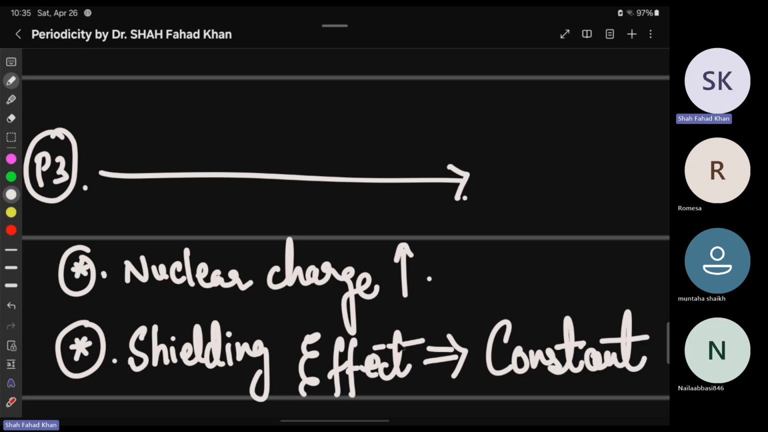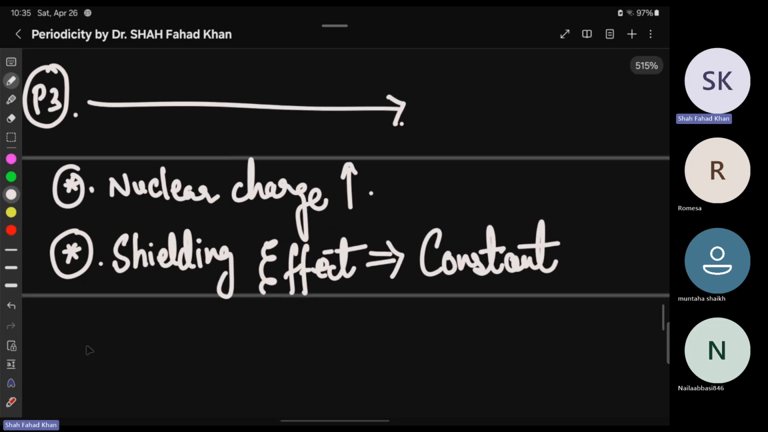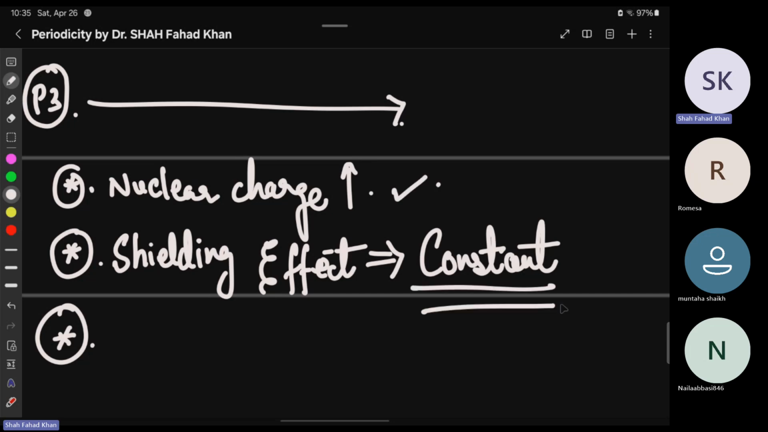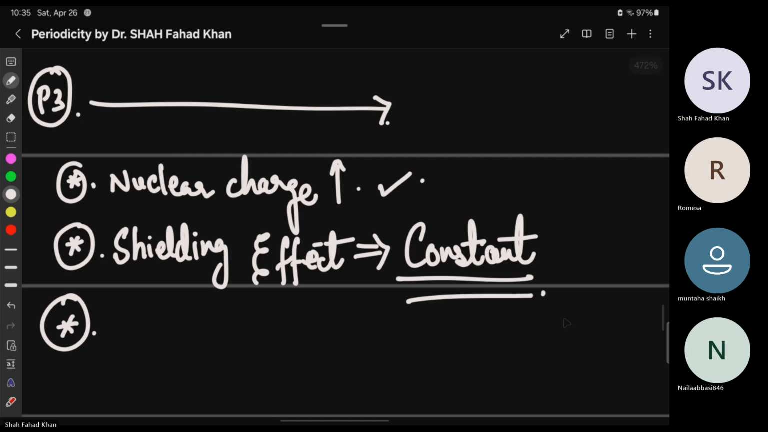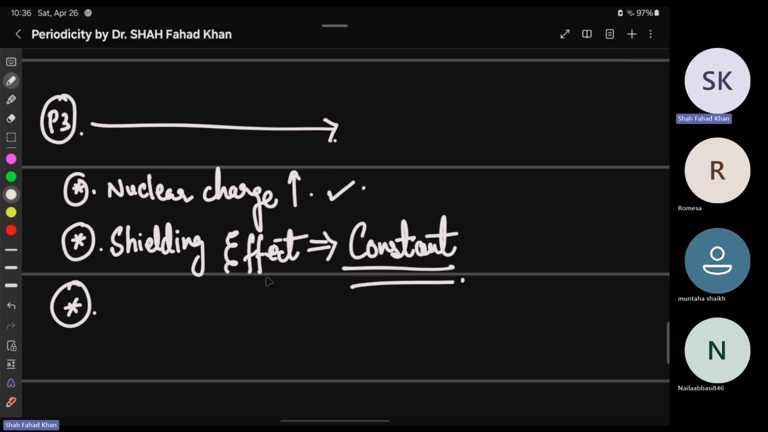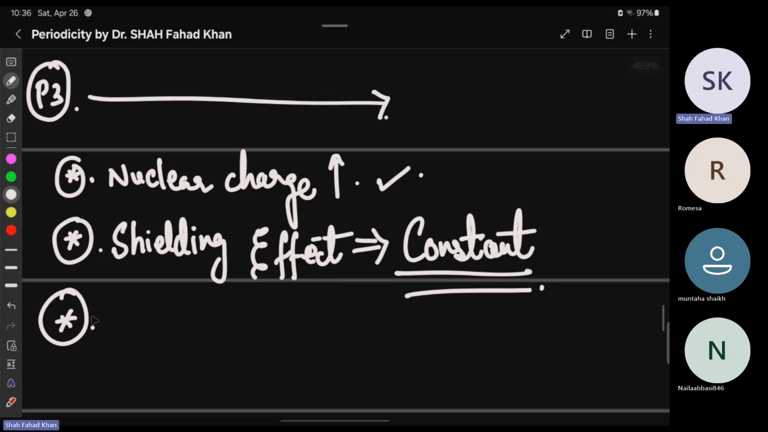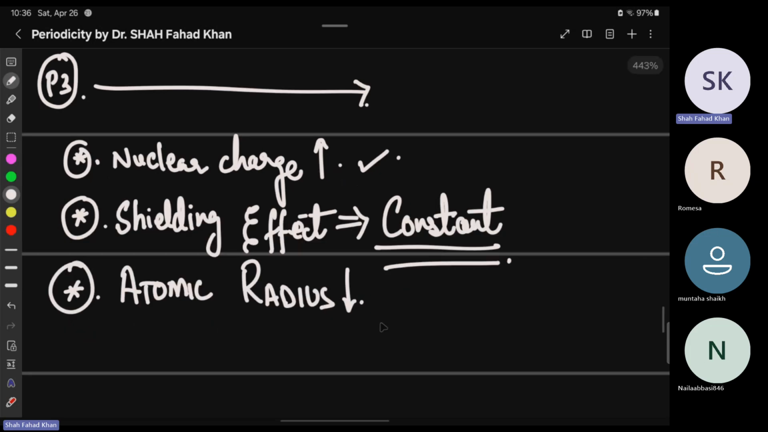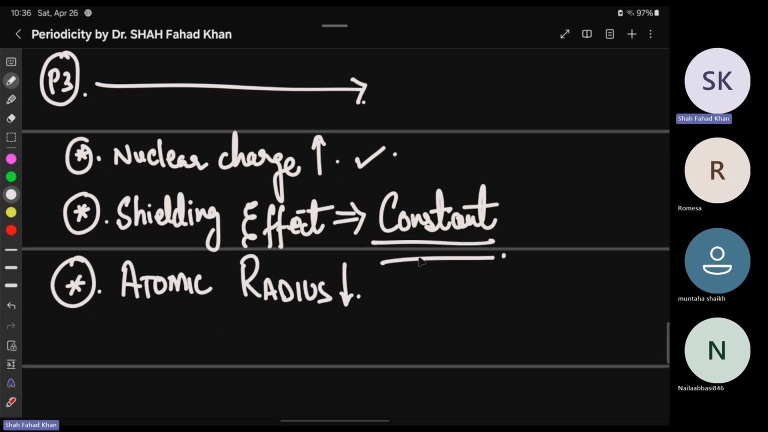Because the shielding effect is constant and the nuclear charge is constantly increasing, the electron density will be pulled inside, because the nucleus is pulling it in, but the electrons are not increasing in strength, right? So because nuclear charge increases but the shielding effect remains the same, going across the period the atomic radius is going to decrease. The nucleus is going to pull the electron density towards itself. So now the atomic radius decreases, nuclear charge increases, shielding effect remains constant.